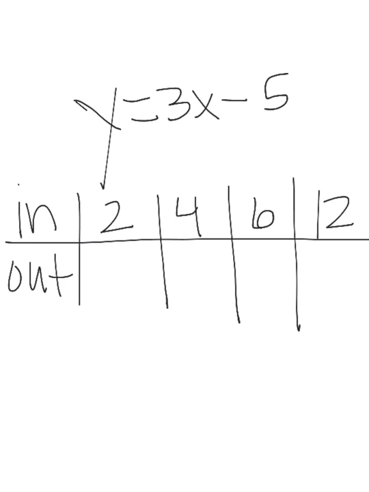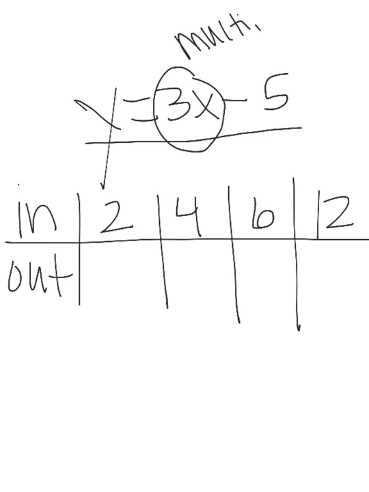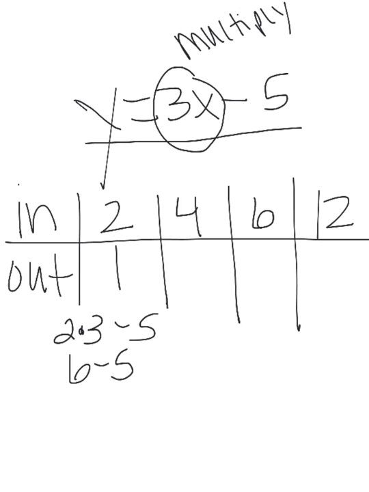Okay, the next example is a little bit more complex. Okay, you have y equals 3x minus 5. Again, all of these input values, 2, 4, 6, and 12, are going to be plugged in where you see x. And then you're going to follow the order of operations. Remember, a number next to a letter means to multiply. So that's what I have to do first. Okay, first thing I have to do is take 2 times 3. Okay, 2 times 3 is 6. 6 minus 5 is 1.